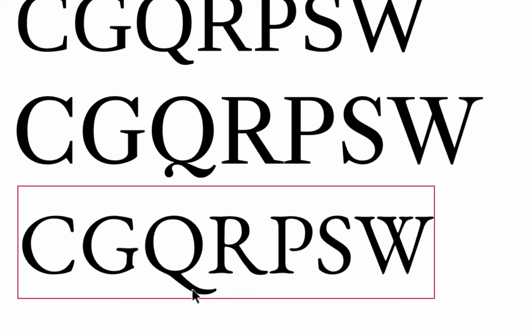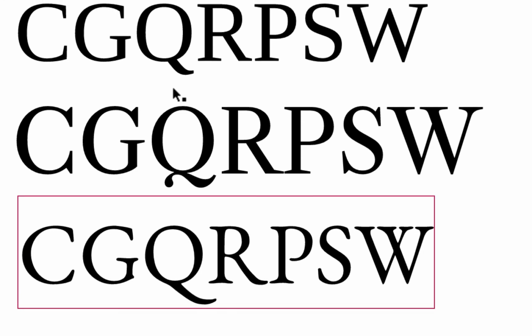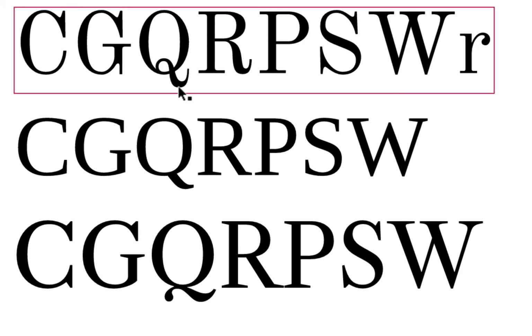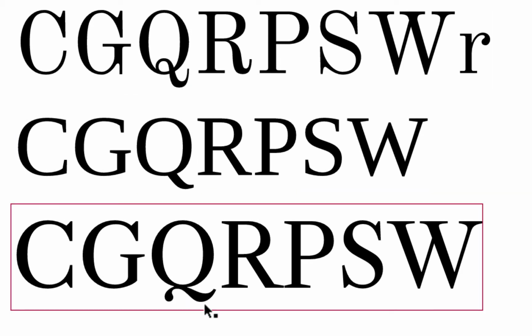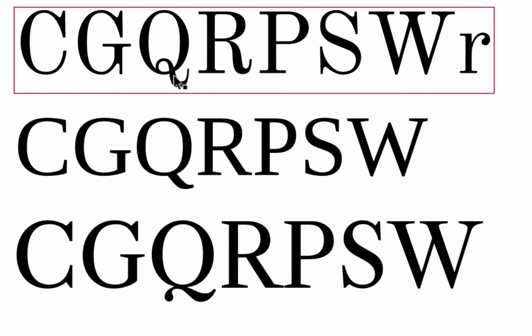It's almost like the Q has a tail, and the differences between these tails, this has a longer tail, this has a shorter tail, this has a curly tail, this has almost a swashy decorative one. When we say swashy, it's kind of a decorative floral kind of shape that's going on there. So this is more of a swashy kind of tail, and it doesn't go through the Q, where this one goes through the Q, almost like a necktie sort of. So I just wanted to point that out.